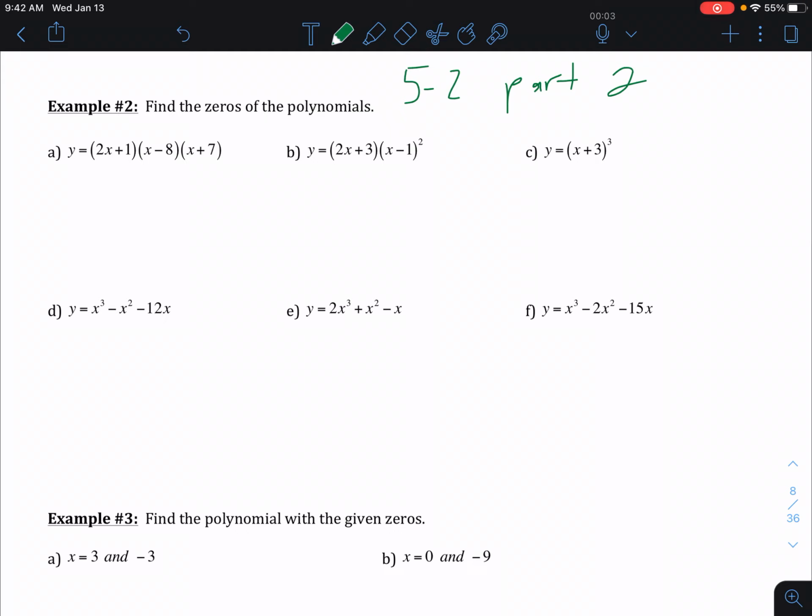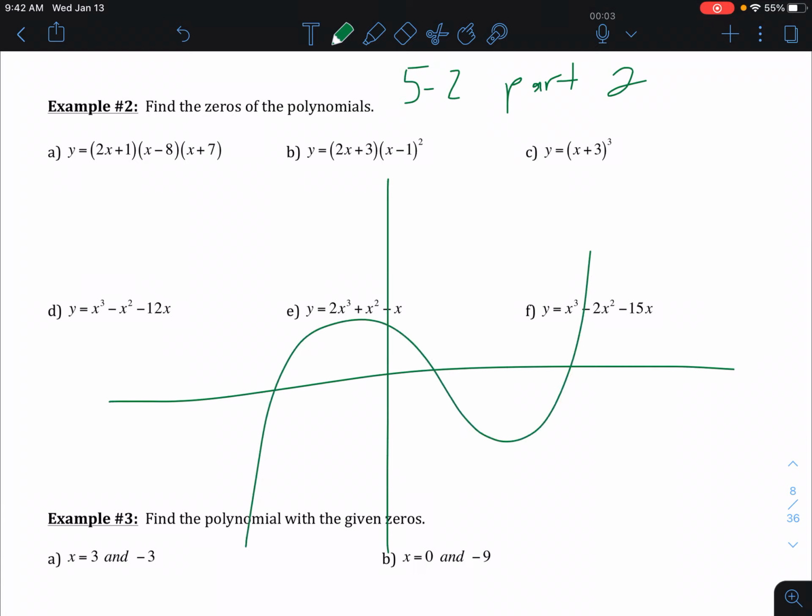So, in example 2, we give you some equations, and we need to find the zeros of the polynomials. What zeros are is, say if I had a graph here, and I drew a graph, the zeros would just be the numbers where it would cross the x-axis. So like here, we would have 3 zeros. So we have zeros of -3, 1, and 4.